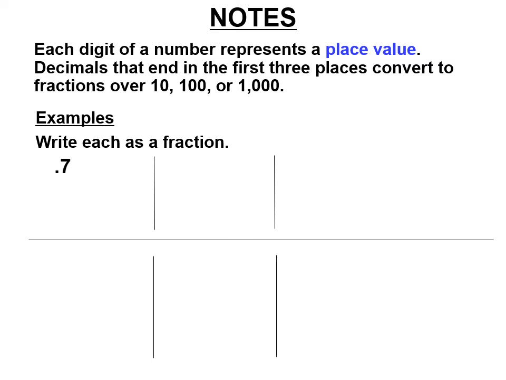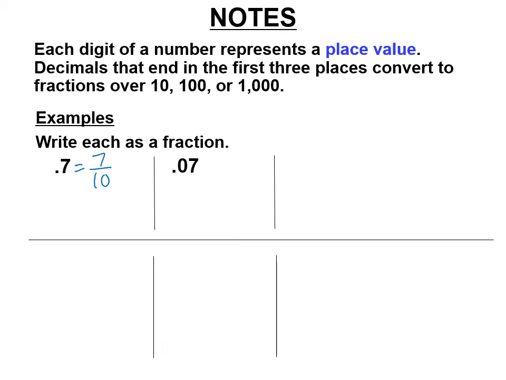Okay, so let's make sure we understand place value. You learned place value in 6th and 7th grade. We're going to review it. So write each as a fraction. Well, 0.7. So how would you say that as a fraction? You would say 7 tenths. All right, so that's 7 tenths.